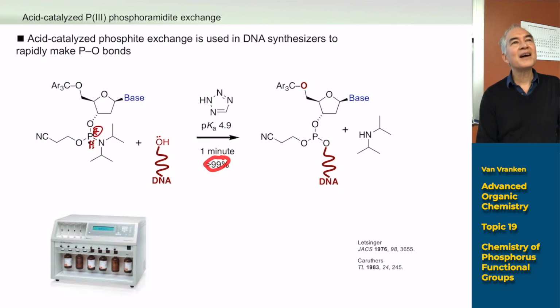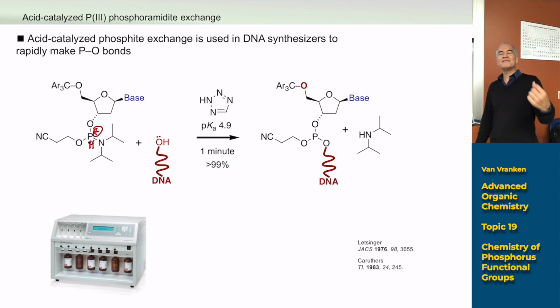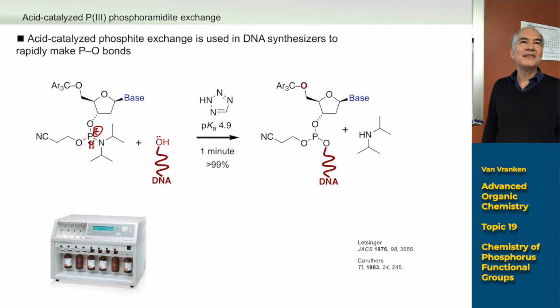And the yields are over 99%. 99% is not good enough. They've got these optimized to 99.5, 99.7, 99.9% yields.